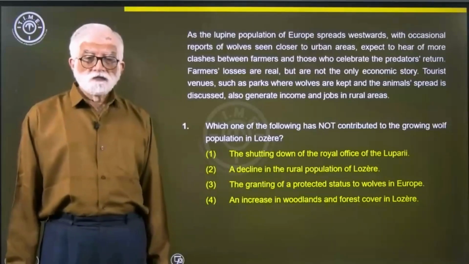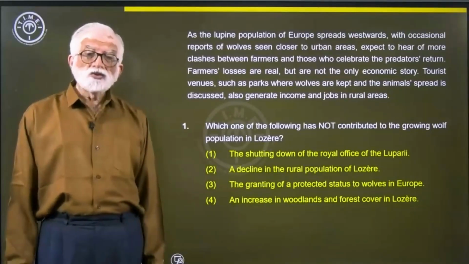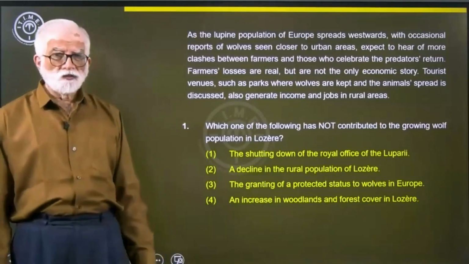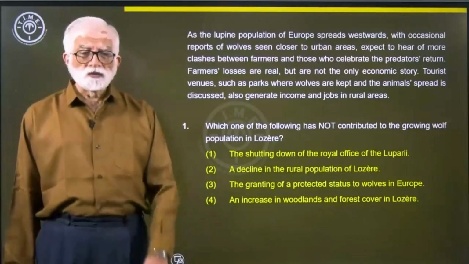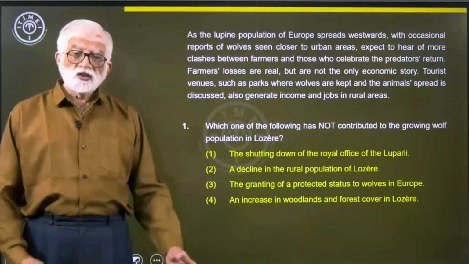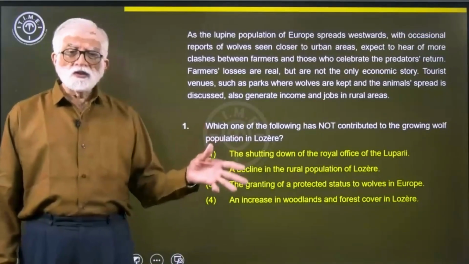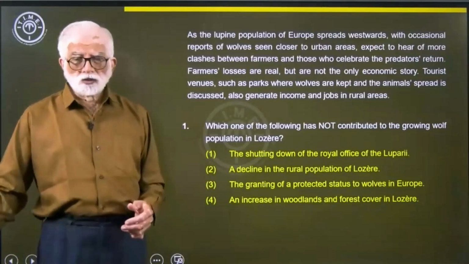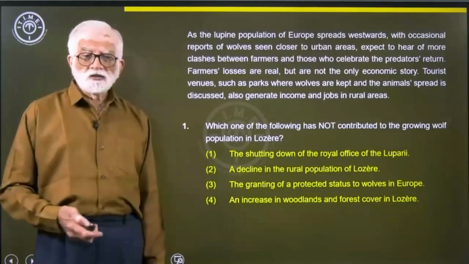Farmers' losses are real, but are not the only economic story. Tourist venues such as parks where wolves are kept and the animal spread is discussed also generate income and jobs in rural areas. So the fact is, this clash is not just about the farmers' interest alone. It's also about the fact that with wolves coming back, there will be more tourism, because places where people are interested in getting to know about wolves will actually get tourists. So there is also an economic aspect to that clash: for the farmers, their livelihoods are being threatened, sheep are being eaten, but the tourism segment is happy because they'll actually get more tourists who want to view or get to know about these animals.